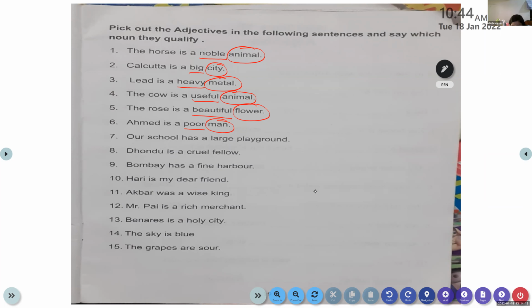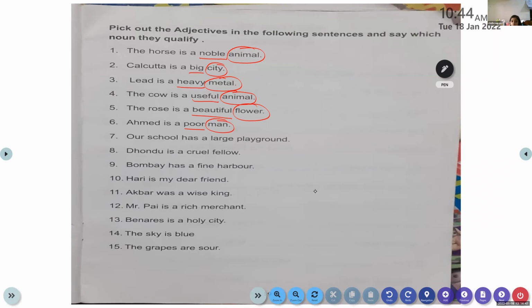A school has a playground. Yes, a school. When a question is given, we should be able to read the question well. A school has a large playground. Come on, identify the adjective in the sentence. Come on, Chidarup. Playground is the adjective for you? I wanted you to identify the adjective in the sentence. Come on.